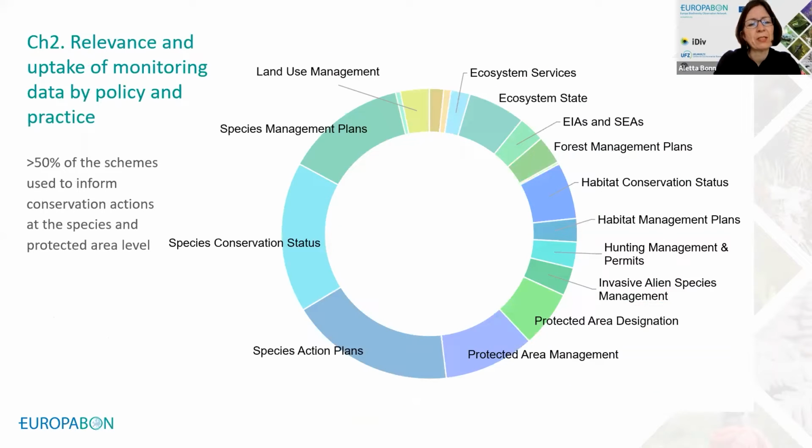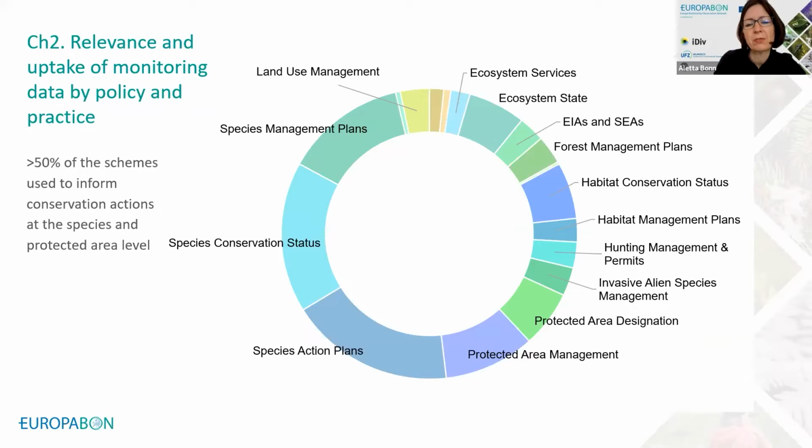And so the relevance and uptake of monitoring data by policy and practice is that 50% of the schemes are currently used to inform conservation actions at the species and protected area levels, which obviously most of our biodiversity legislation and regulations are written for. So what you can see on the left-hand side, it's been used for species management plans, to assess species conservation status and action plans, as well as protected area management and designation.